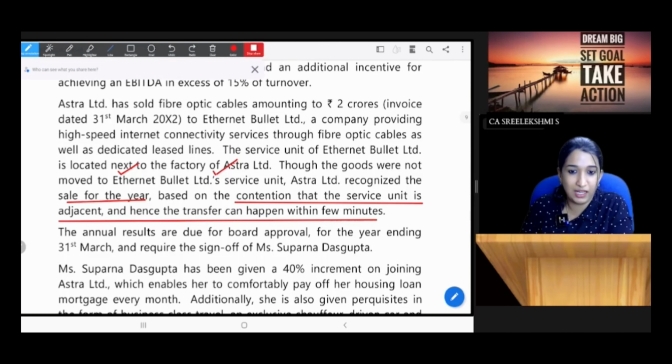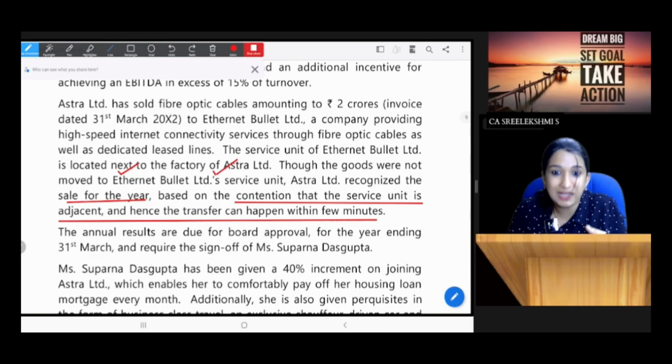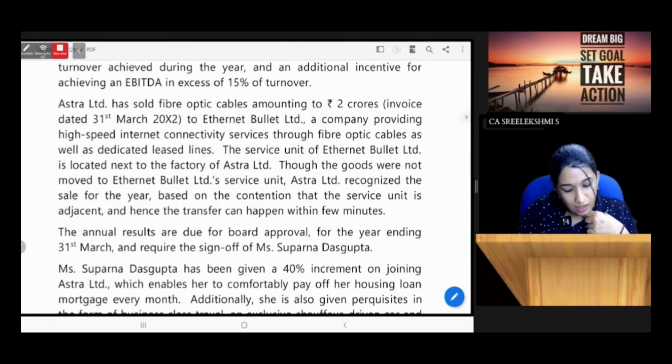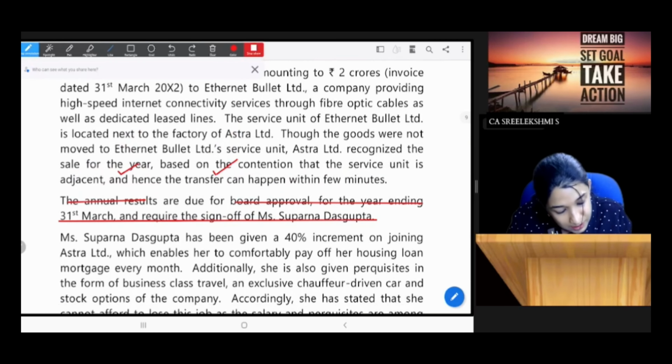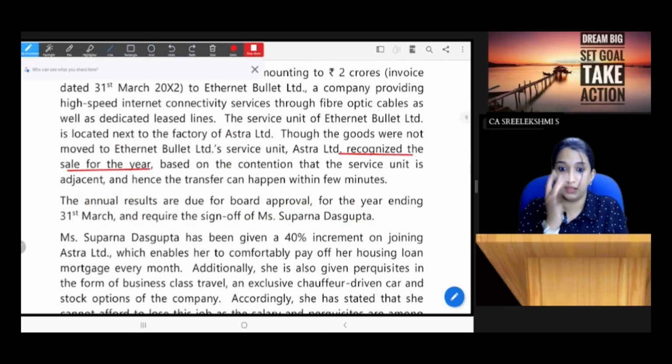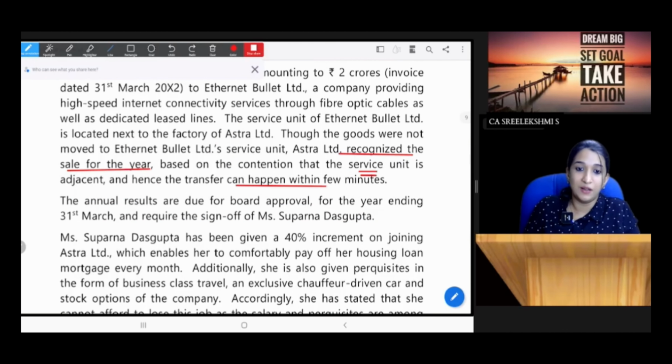are ready for delivery, control has been transferred, but there is no other such information. What they are telling us, this customer's service unit is nearby, so at any time it can be transferred. It can be transferred, which means performance obligation has not been discharged. Astra Limited recognized revenue based on the condition that service unit is adjacent and hence transfer can happen within few minutes. That means you have not discharged the performance obligation. There is no information that the buyer requested to hold or any other information.